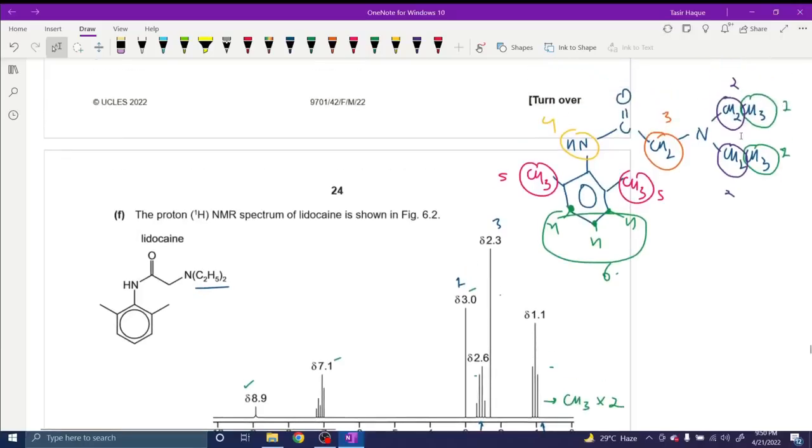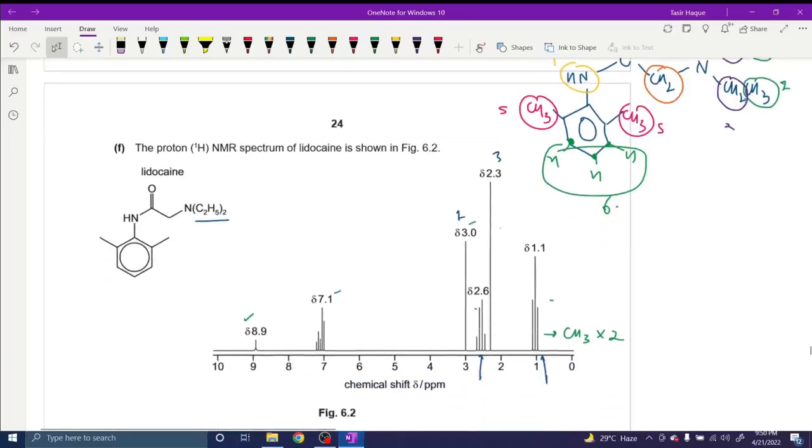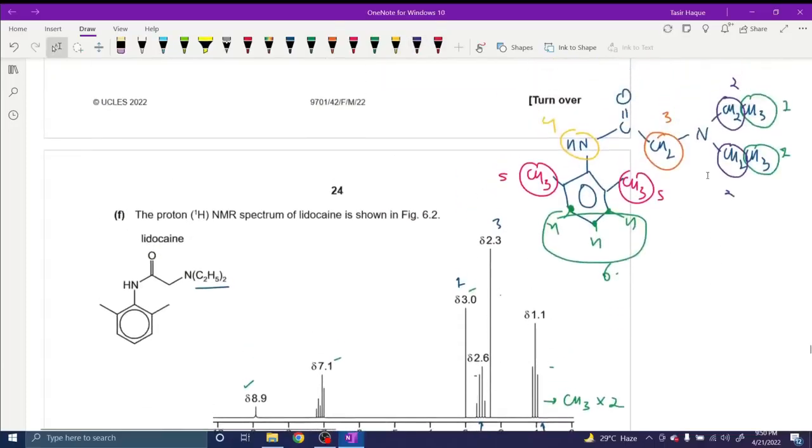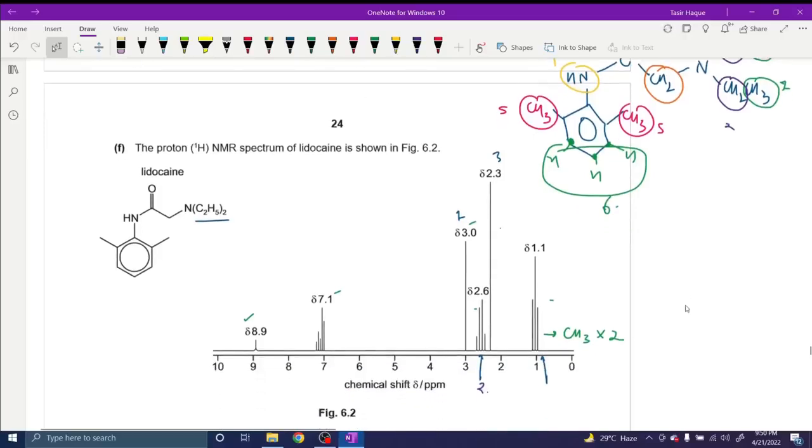What about the quartet? How are we getting a quartet? 3 plus 1 is equal to 4. That's how we're getting the quartet. So I think environment 2 is responsible for the quartet, due to the adjacent carbon having 3 protons, and you guys know that 3 plus 1 is equal to 4. And remember this pattern: whenever you see a triplet and quartet, it typically refers to an ethyl group. So this is CH2 times 2.